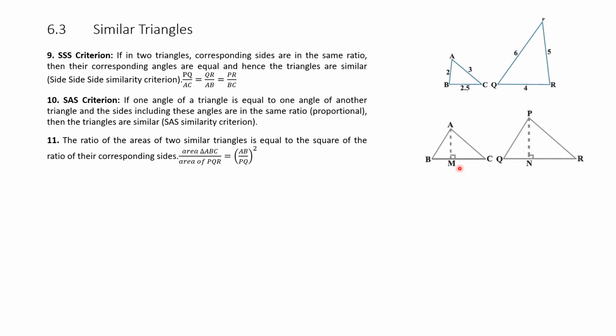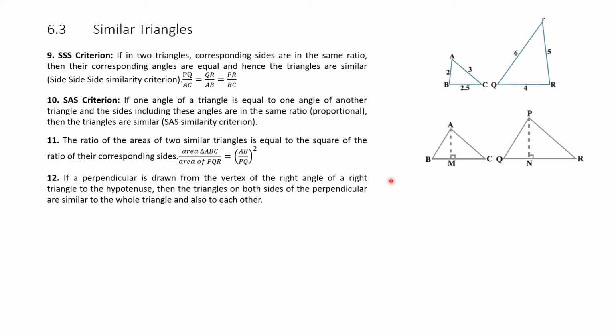So it will be equal to the ratio of the squares, that is AB square by PQ square, which is equal to AC square by PR square, which is also equal to BC square by QR square. This is what the ratio of areas says.